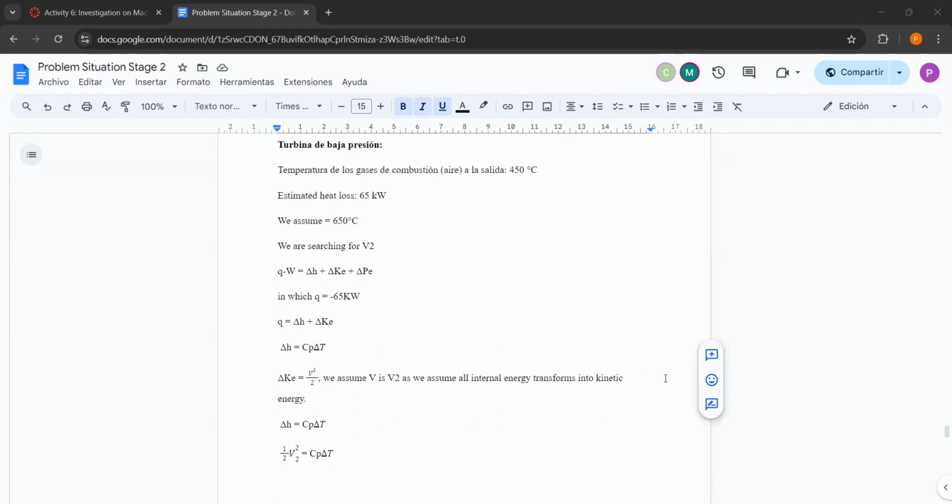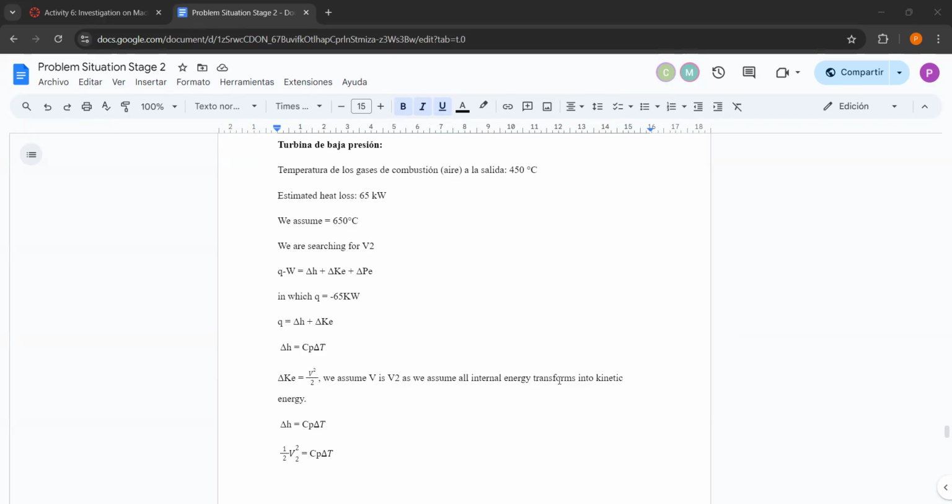So then for the turbina de baja presión, we had the initial values of temperature of the gases when exiting and an estimated heat loss. We also took some of the data from the turbina de alta presión, and we were searching for velocity too. So we used the formula that we always use, which is Q minus W equals the change in enthalpy plus change in both energies. Basically, we assumed there's no work and there's no potential energy change. And so we change to Q equal to the change in enthalpy plus the change in kinetic energy.